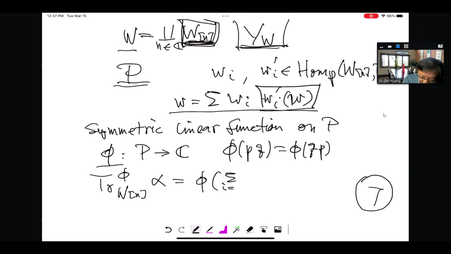of the sum over i, I do not need to write down how many of them, of Wi' alpha Wi. So this is completely just like the usual trace, right? You apply this alpha to the basis elements, and then you take the pairing with the dual basis elements. Okay, so this is a pseudo trace.